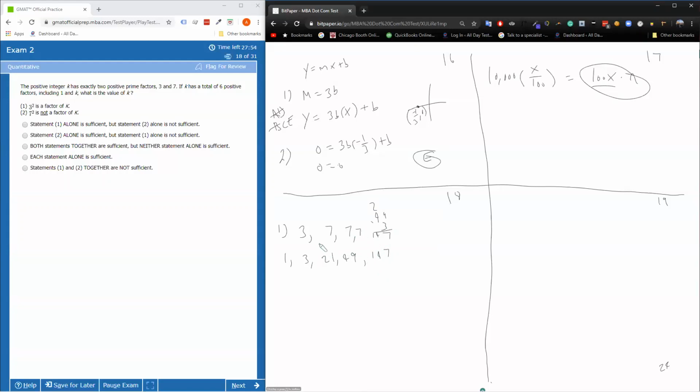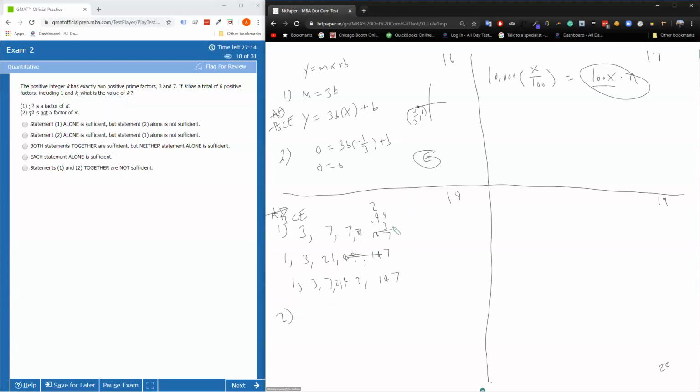So we need another 7. So 3, 21. 1, 3, something, right? 1, 3, 7. Oh, yeah, sorry, I forgot 7 here. So it is this: 1, 3, 7, 49, 21, 147. So k is 147, 7 squared.